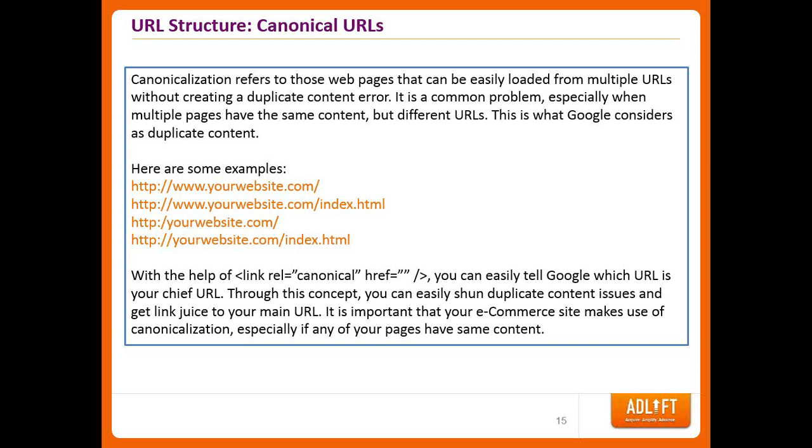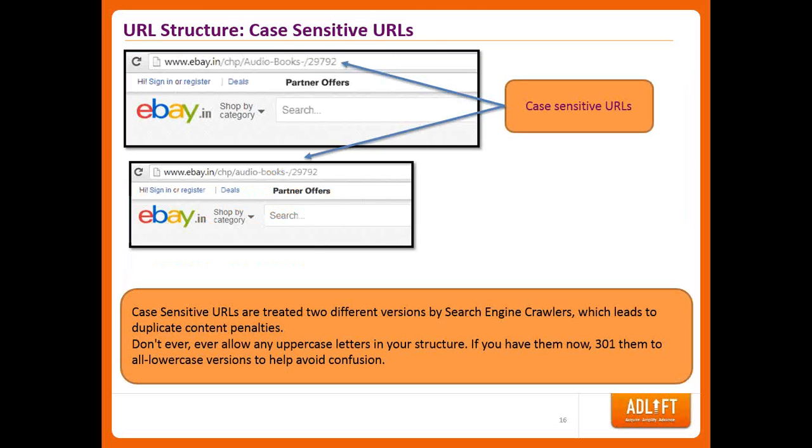Serving multiple versions of the same content with different URLs can actually lead to penalties like Panda and over-optimization. So once you start your website, or when you're doing this technical audit, you need to make sure you have only one URL structure, either with www or without www.